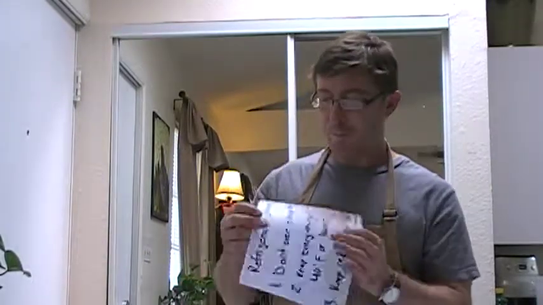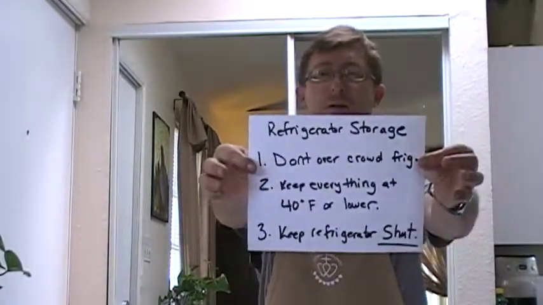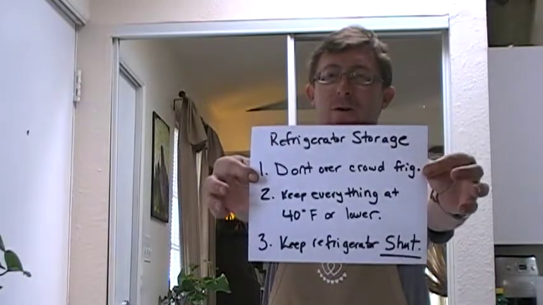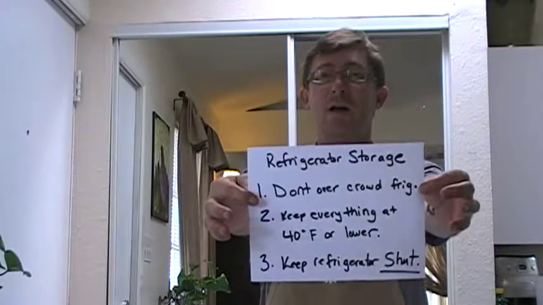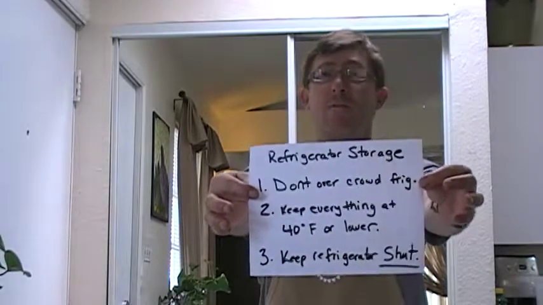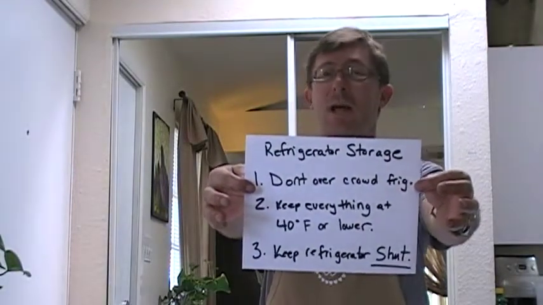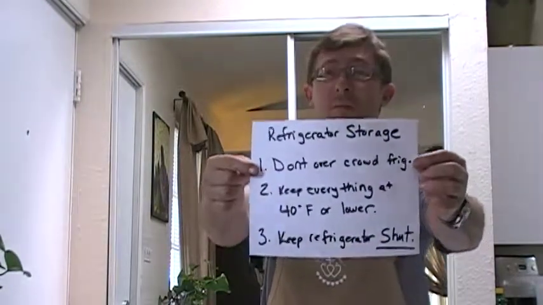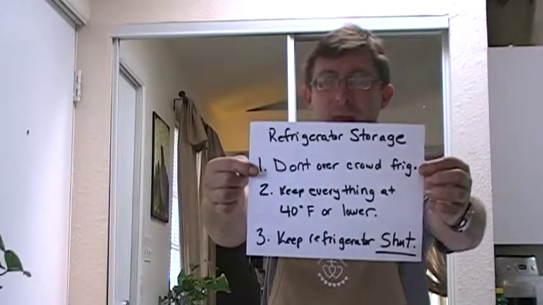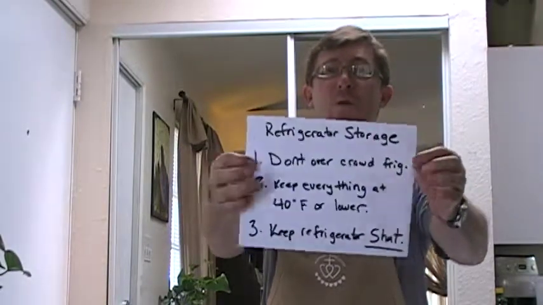Okay, now on to refrigerator storage. 1, don't overcrowd your refrigerator. 2, keep your refrigerator at 40 degrees Fahrenheit or lower. 40 degrees Fahrenheit is just the highest temperature it can be. It can be lower. Remember, there are sub-zero refrigerators. And keep your refrigerator door shut.